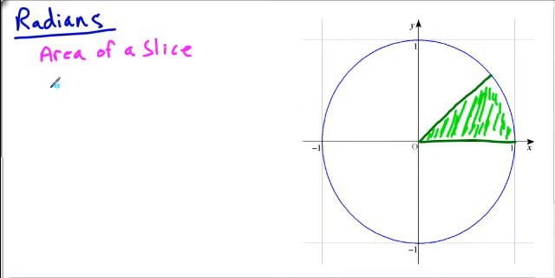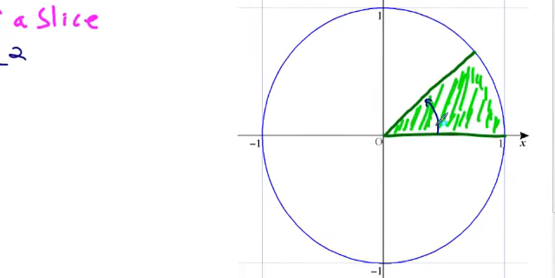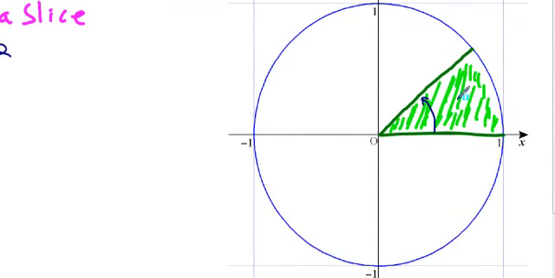We need to first remember that the area of the entire circle, or the area of any circle, is pi r squared. In this case, since I'm dealing with the unit circle, obviously my r is going to be 1, but the area of any circle is pi r squared. What I need to do then is find out what proportion this slice is of the entire circle.